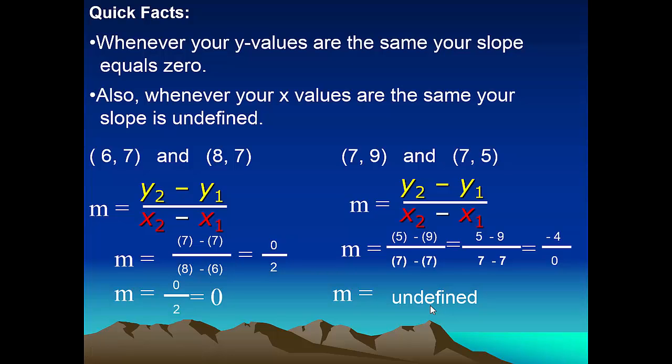So again, remember, if your y values are the same, then that means that your slope will be 0. If your x values are the same, that means that your slope will be undefined.